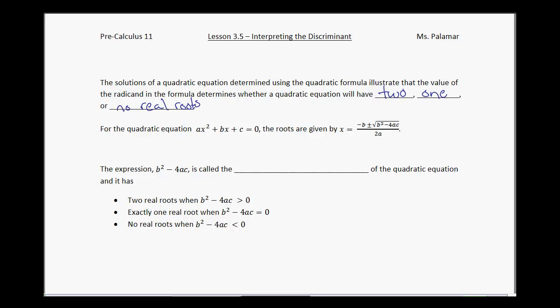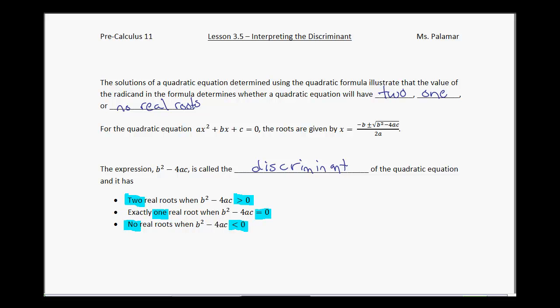For the quadratic equation ax squared plus bx plus c equals 0, the roots are given by x equals negative b plus or minus the square root of b squared minus 4ac, divided by 2a. The expression b squared minus 4ac is called the discriminant of the quadratic equation, and it has 2 real roots when b squared minus 4ac is greater than 0, exactly 1 real root when b squared minus 4ac equals 0, and no real roots when b squared minus 4ac is less than 0.